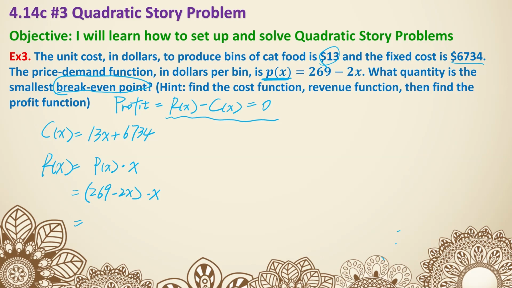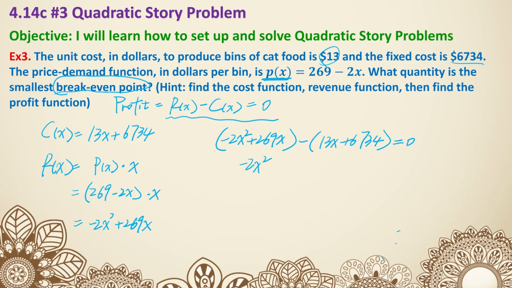So there you go. Let's simplify this. It's negative 2x squared plus 269x. So what I need is the revenue function subtracting the cost function. Negative 2x squared plus 269x, subtracting my cost function, which is 13x plus 6,734. And we need that to equal 0 so that we can solve that equation. So negative 2x squared plus 269x, this is minus 13x minus 6,734. So we got negative 2x squared plus 256x minus 6,734 equals 0.